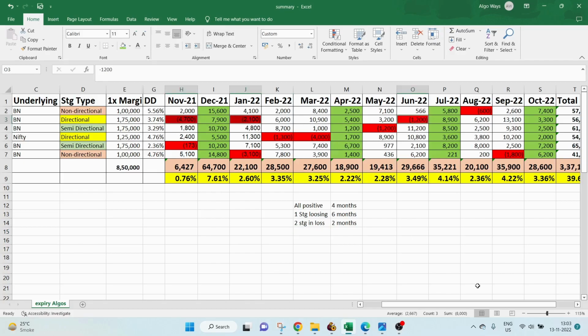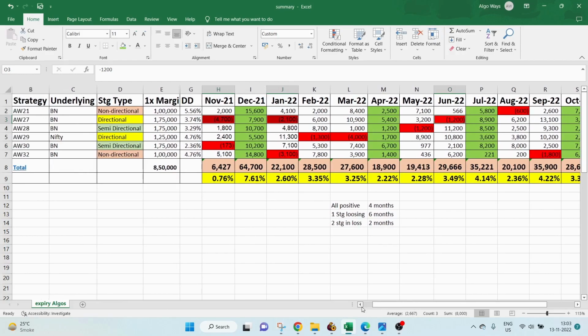Okay, so if you see here strategy number 2, that is 27, it has 3 losing months, and that is the only strategy which has 3 losing months. So if somebody is deploying fewer strategies or is not comfortable with such a strategy, he can ignore this, but run the rest of the 5 strategies, so that diversification helps in long term creation of wealth.